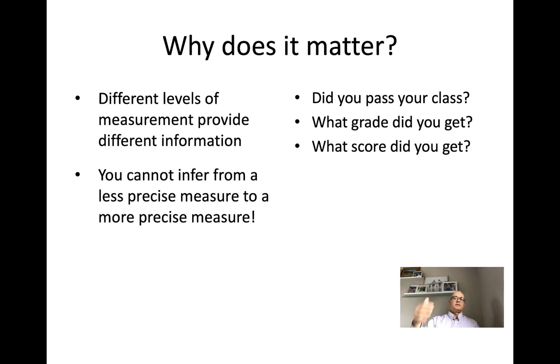We just went through this. Did you pass your class? What grade did you get? What score did you get? So pass would be nominal, grade would be ordinal, score would be interval ratio level data. You can go from score all the way up to pass, but you can't start at pass and figure out what your score eventually was.